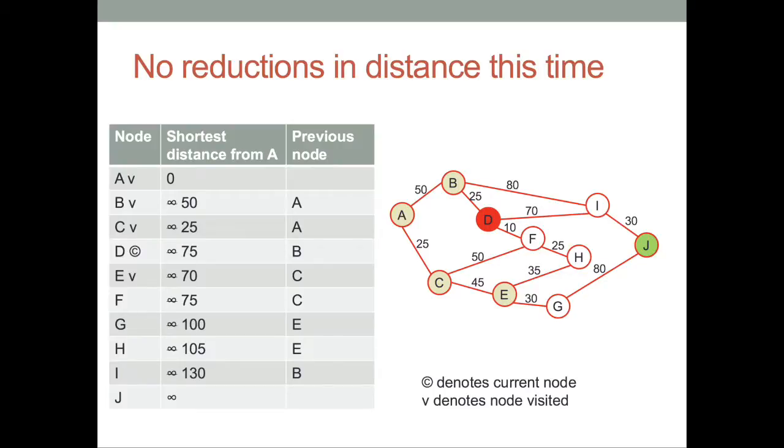The same thing happens with F. The new distance from A to F would be A to D, 75, plus D to F, 10, giving a total of 85. This is greater than the existing value of 75, so we ignore this route too. In this case, the only change to the table will be to mark D as visited. Remember, we're not going to go back from D to B. B is marked as visited and will not be revisited at all.